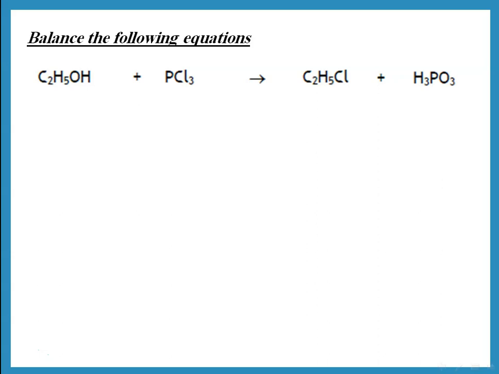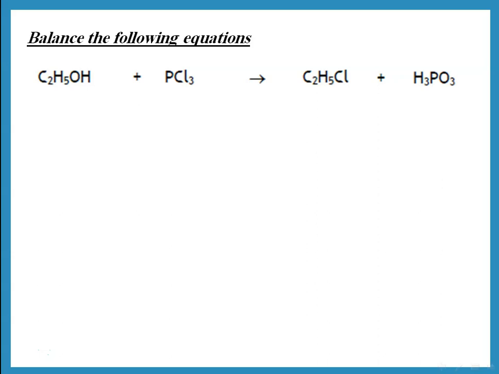How many carbons before the arrow? 2. How many carbons after the arrow? 2. How many hydrogens before the arrow? We have 6 hydrogens before the arrow. Can you see that? 5 and 1, that's 6. On the other side, how many hydrogens do we have? We have 5 and 3, that's 8.